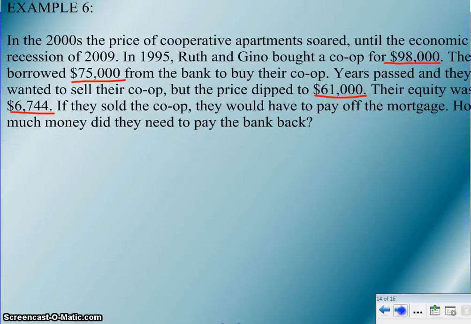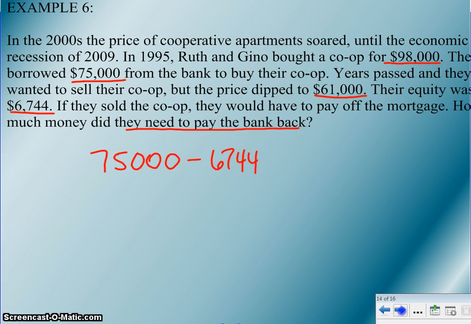They know they have $6,744 in equity. So let's see. It wants to know how much they are going to have to pay the bank back. We know that they're upside down, because they owe more than what it's worth. The loan amount was the $75,000. And we know that they have $6,744 of equity based on that loan. So when we subtract that, it means they still owe $68,256 to the bank.